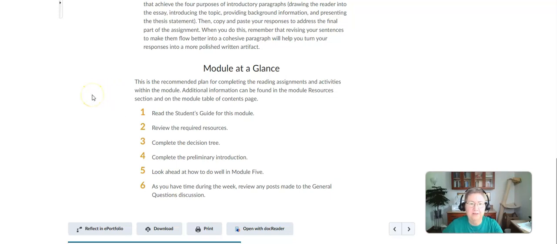And then the module at a glance gives you a step-by-step plan to work your way through this module effectively. So be sure to take a look at that as well.